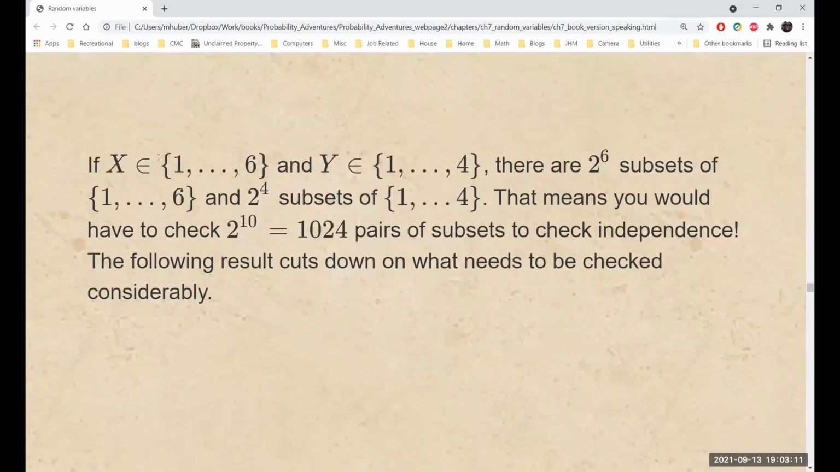For instance, if X is the roll of a 6-sided die and Y is the roll of a 4-sided die, there's 2 to the 6 measurable subsets with respect to X and 2 to the 4th subsets that are measurable with respect to Y. Multiplying 2 to the 6 times 2 to the 4th gives 2 to the 10th, which is 1024 pairs of subsets to check independence. There's got to be a better way. There is a better way.